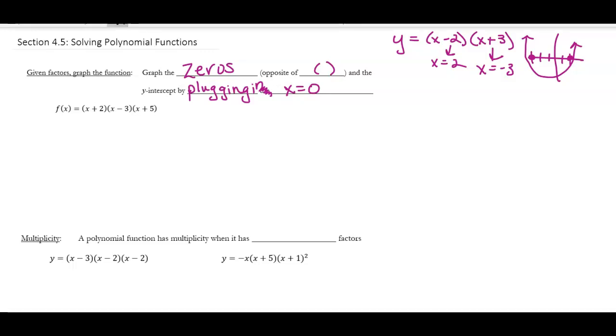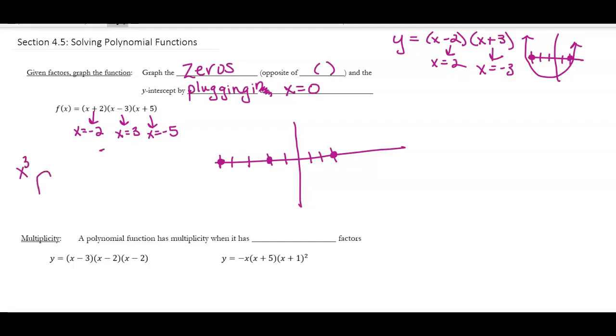But let's see. So right here, this one tells me it crosses at negative 2. This one tells me it crosses at 3. And this one tells me it crosses at negative 5. Okay, so I'm not going to make a super huge thing. So I need to go to negative 2, make a dot, positive 3, make a dot, and then go out to negative 5. 1, 2, 3, 4, 5. So it crosses 3 times. You see how it has 3 answers? That's because it's an x cubed function, and x cubed functions kind of look like this. They turn.